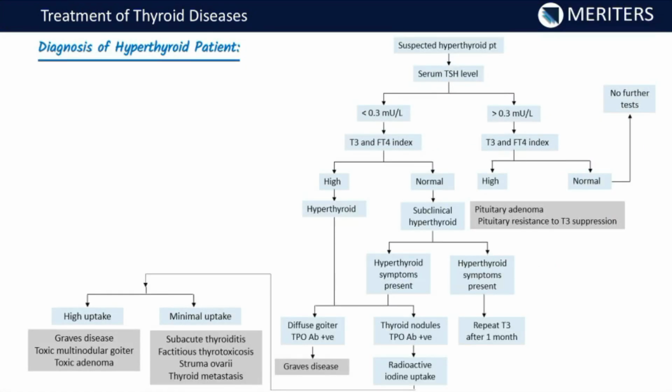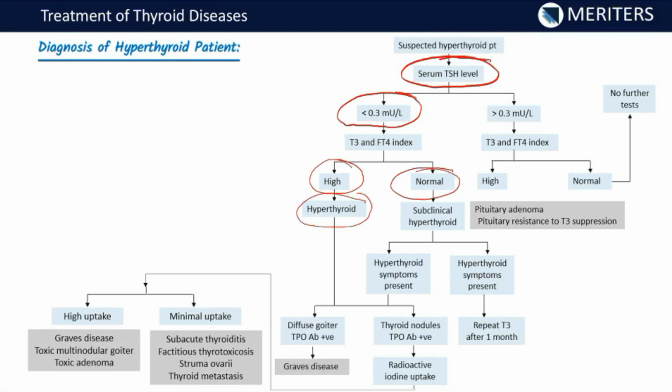Let's say we are suspecting a case of hyperthyroidism, and we have performed our serum TSH levels. Now let's discuss this. If the value comes out to be less than 0.3, then we go for the T3 and free T4 index. If that comes high, then it would be a hyperthyroid state, and if it is normal, then it's a case of subclinical hyperthyroidism. In subclinical hyperthyroid state, either the symptoms are present or absent.